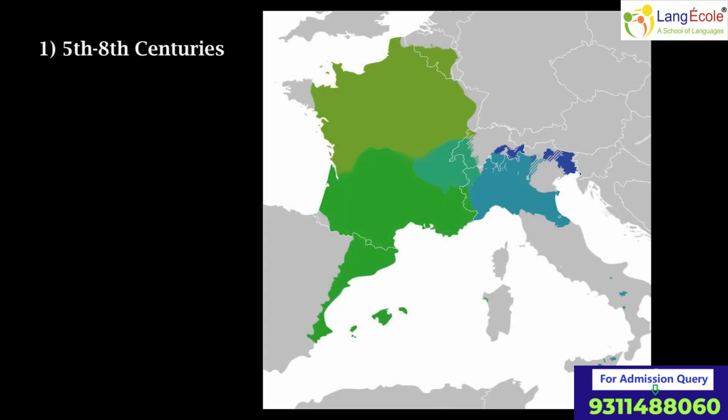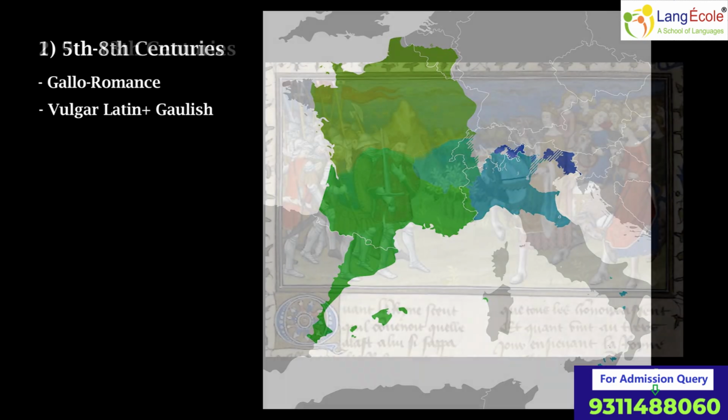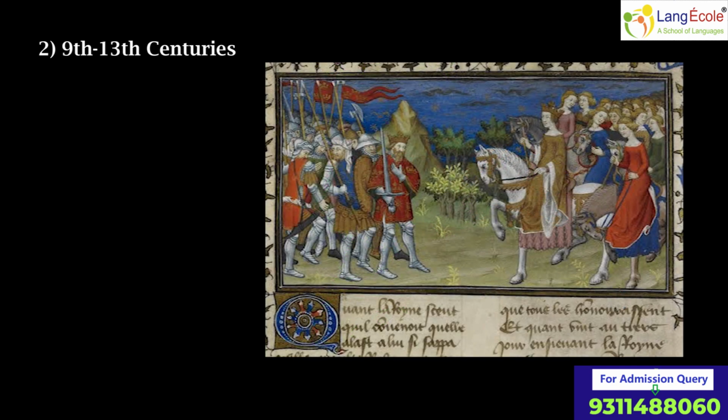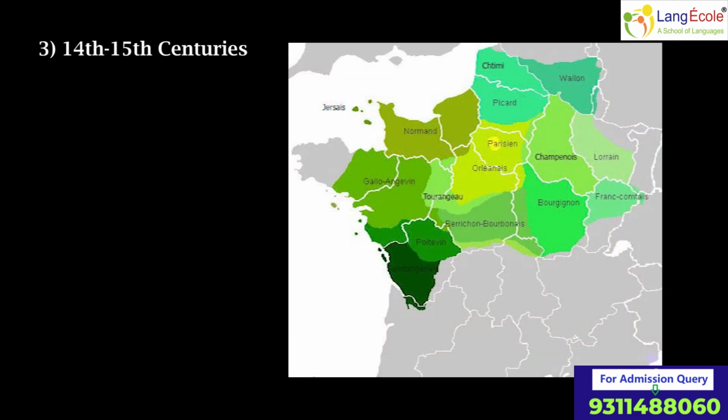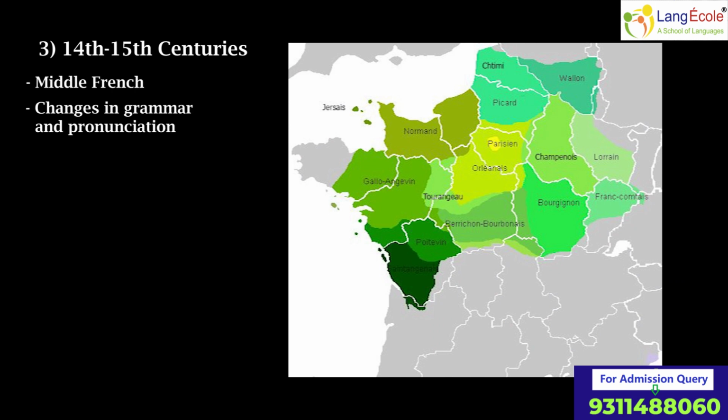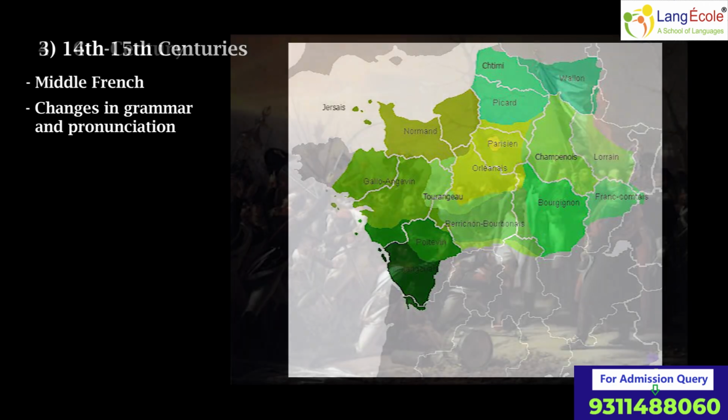From the 5th to the 8th centuries, French had a Gallo-Romance influence, which is a combination of Vulgar Latin and Gaulish. During the period of 9th to 13th centuries, the language was primarily Old French, which sprung from the Northern Gaul dialects. It became a distinct language with its own grammar. 14th to 15th centuries was the period of Middle French, where the changes in grammar and pronunciation occurred. Middle French evolved from the French dialect spoken in the Ile-de-France area.